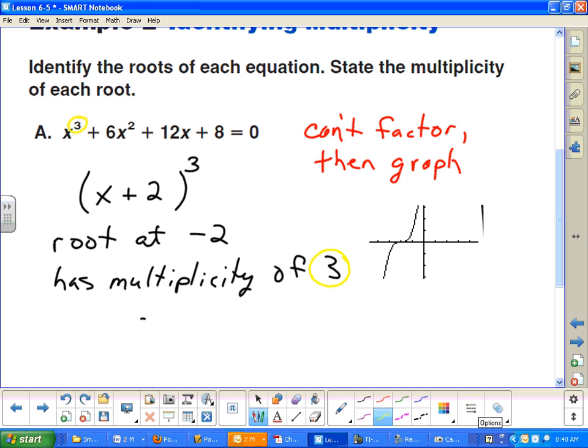It bends going through. If it ever just goes right through the x-axis, that means the multiplicity is 1. But like we said, if it touches it, then it has to be even. 2, 4, 6, 8, or whatever. All right, let's look at another one.